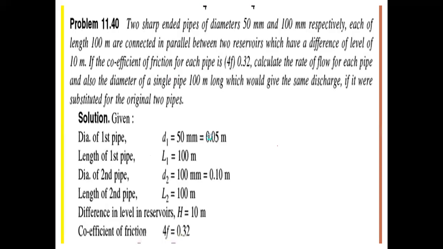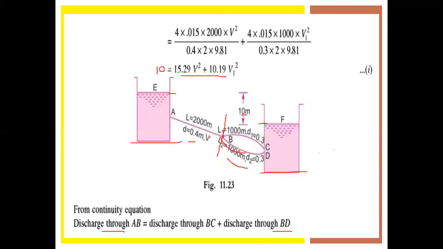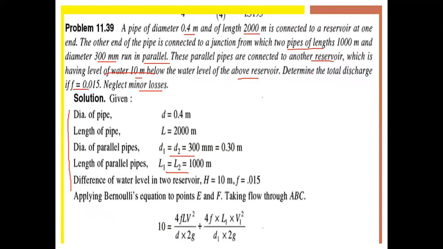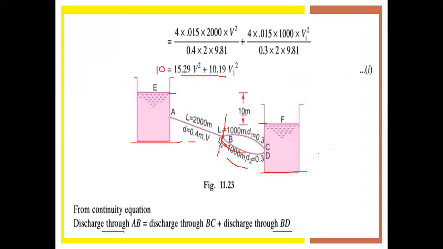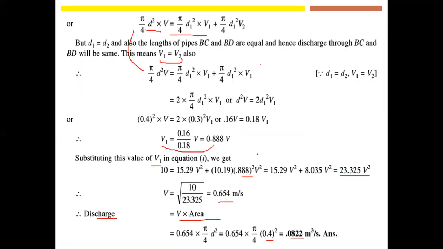Next, taking the second case. So this is the discharge that we are getting. Determine the total discharge if F is equal to this one, neglecting the minor losses. The total discharge of this connection from here to here is 0.882 meter cube per second.